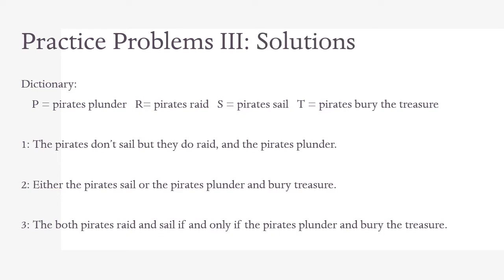So let's begin by following our process, and let's look for the different letters we need in this first sentence. We have sail, we have raid, we have plunder. So we have S, R, P. Let's go back through. We have don't, but, then and. So we know that we have a don't in front of the S. We have a but, which is going to tell us it's an ampersand. Then we've got another ampersand here because we've got an and.